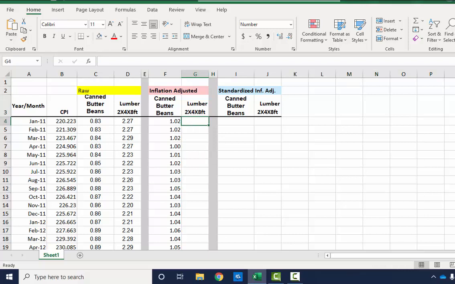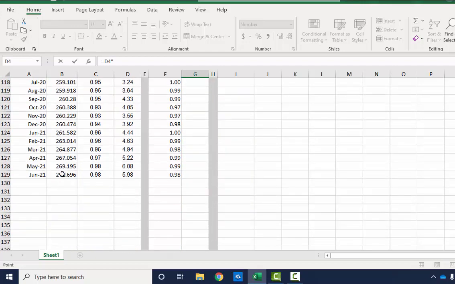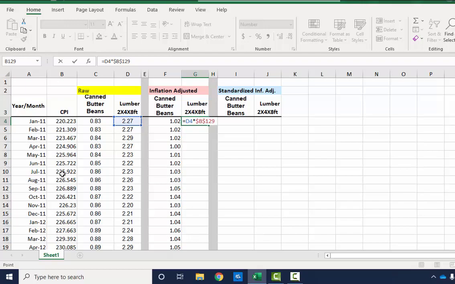Now you might stop this video and think about what you need to do. You do it the same way you did canned butter beans. You just take the price of lumber, which was that thing right there, you multiply it by the consumer price index in the present. That's this number down here. You need to nail that number down with dollar signs, and then you divide that number by the consumer price index in the year that you were in.